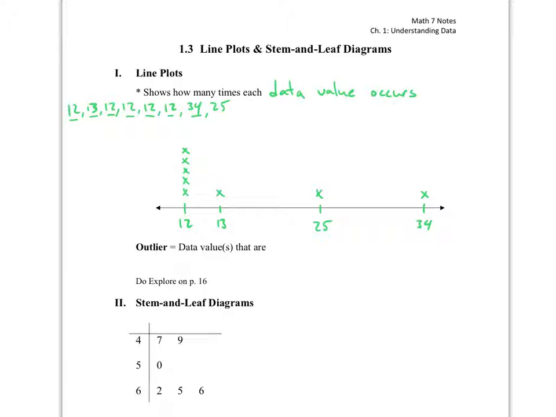What would you say that number 34 is called? The outlier. Okay? So an outlier is a data value or values, you can have multiple of them, that are far apart from the other values.